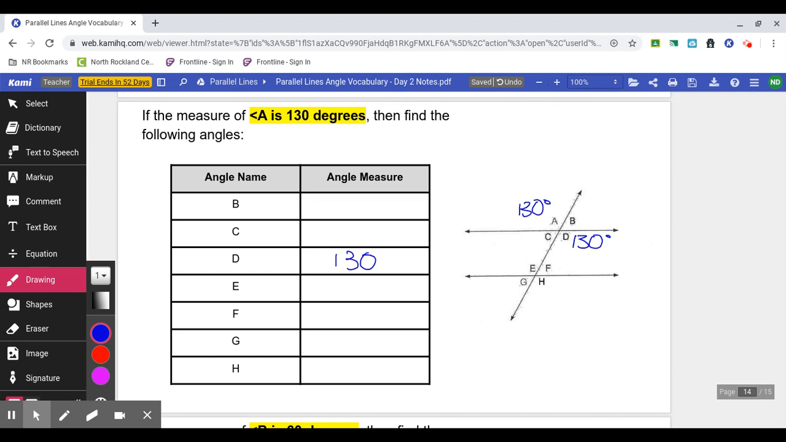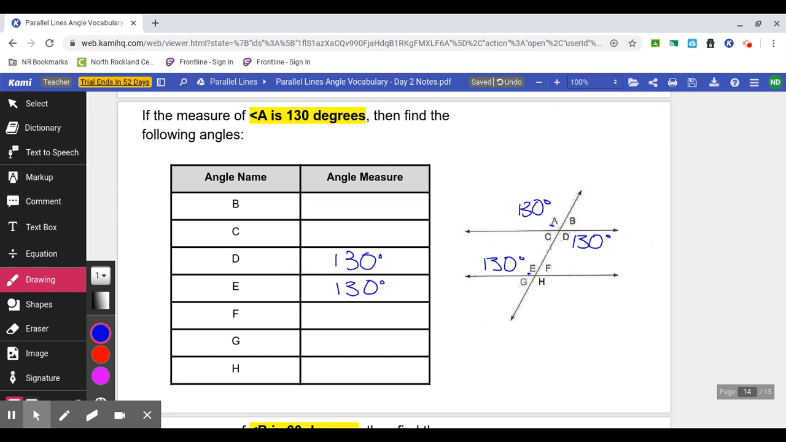I know angle A and angle E are corresponding angles because angle A and angle E are both on the top left position. Since they're corresponding angles, they're also equal to each other. So I know angle E also has to be equal to 130 degrees, because corresponding angles are equal. So I'm going to fill in E to be 130 degrees as well.